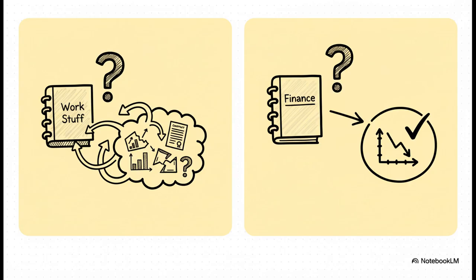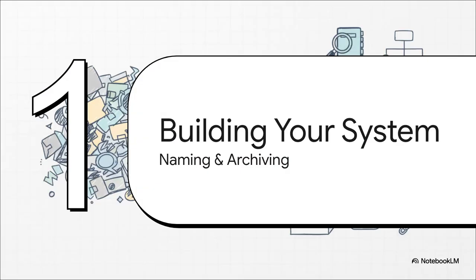And here's the why behind it all. Let's say you asked that messy work stuff notebook, what were our main cost reduction strategies? The AI is just going to get confused. It's going to look at the employee handbook, the vendor contracts, and give you a garbled, useless answer. But ask that exact same question to the focused finance notebook, boom, you get a perfect, precise answer pulled only from the earnings report. That, my friends, is the precision benefit. It's a game changer.